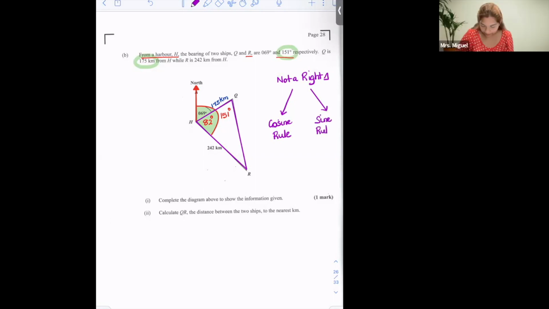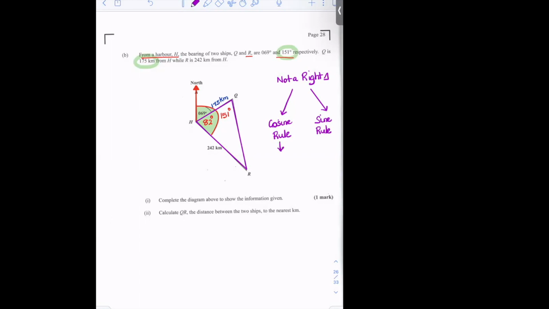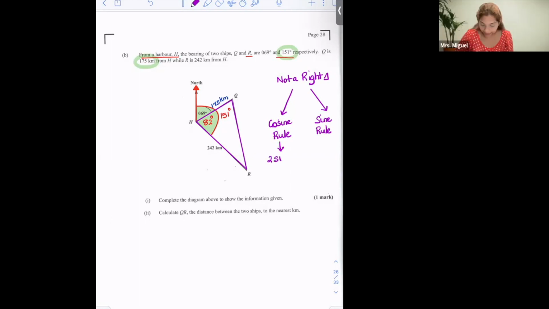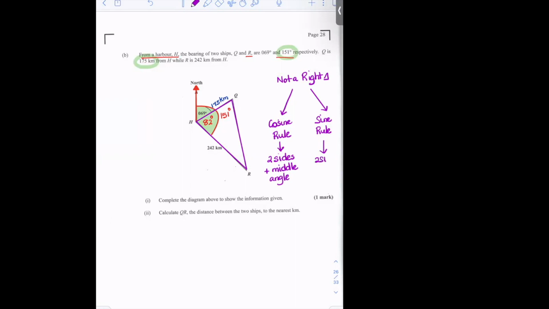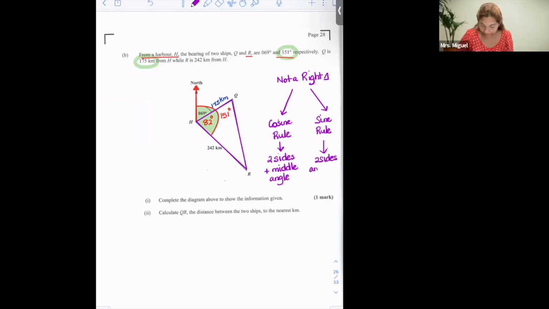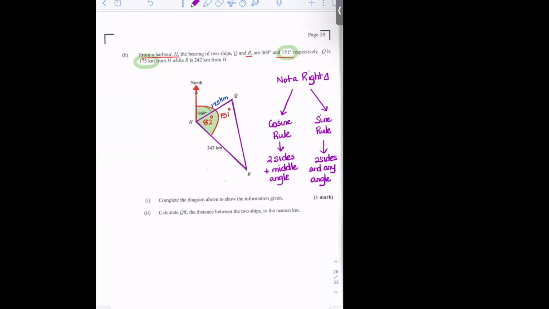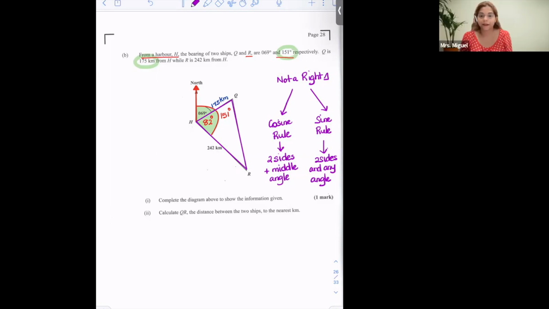Right. Cosine. I use the cosine rule if I have two sides and the middle angle, or the angle in between. Write it down in your booklet. Sine rule is for two sides and any angle only. Write it down. Write down the flow diagram so we are clear as to which of the two rules we have to use.